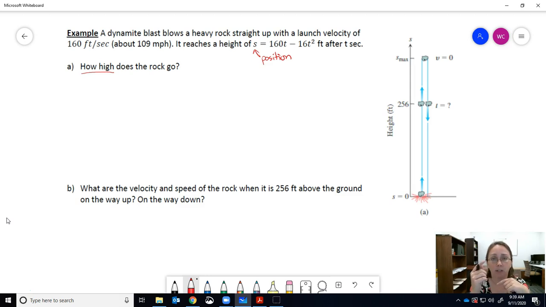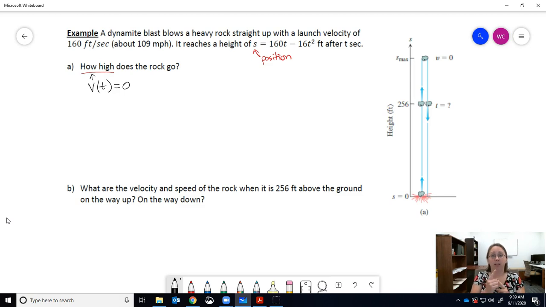Your position is increasing, increasing, increasing, and position will not tell us when we reach our highest point. But at our highest point, the rock has to stop before it comes back down. So who is going to tell us when it stops? That would be your velocity function. So we want to know how high, the highest point, that's going to be achieved when your velocity equals 0.